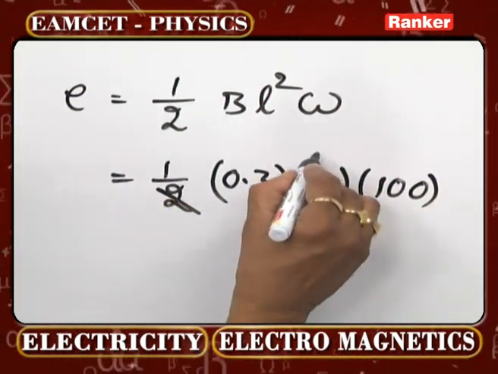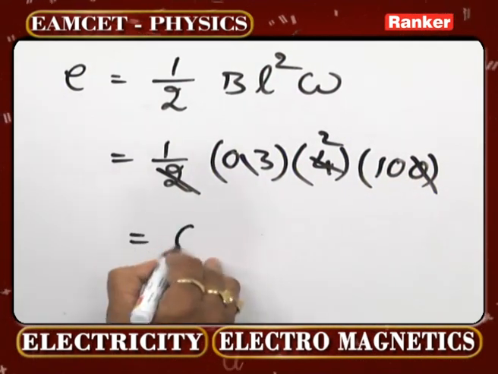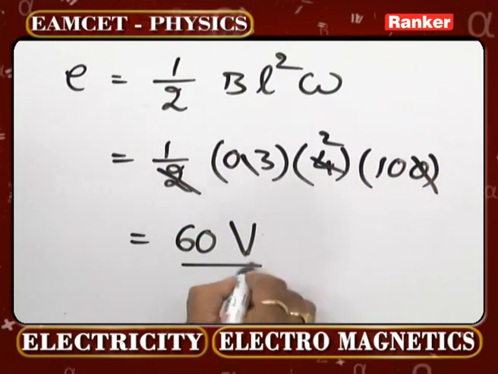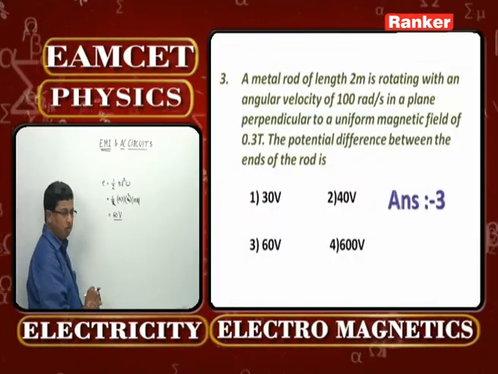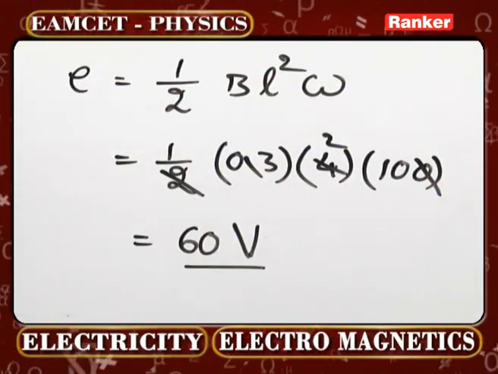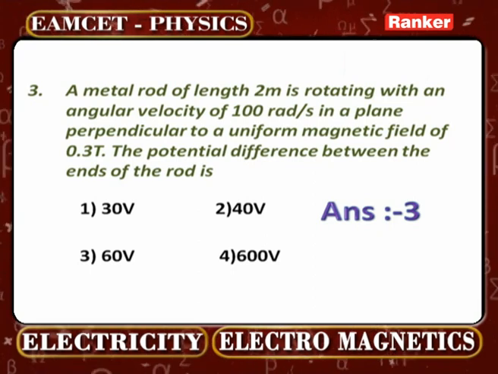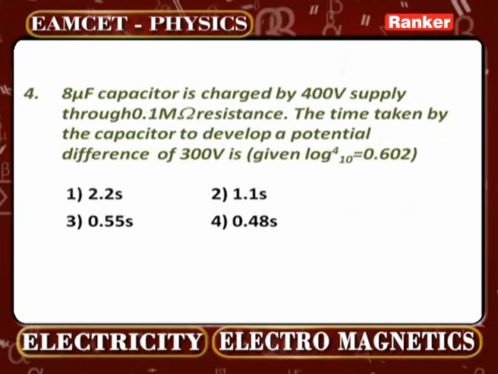You cut this one twice, this point and this 0 you cut it off, you will now be getting exactly 60 volt. 60 volt, see that option carefully. Third option is going to be 60 volt for this question number 3. So for third problem, third option is the correct option there. Look at the next problem, that is problem number 4.